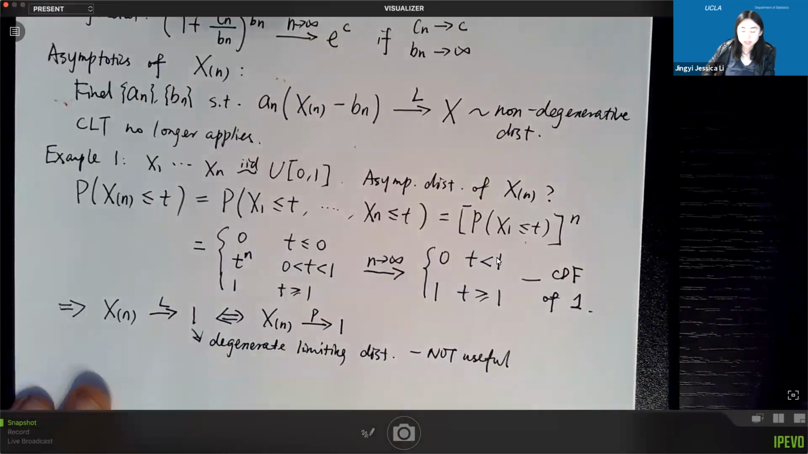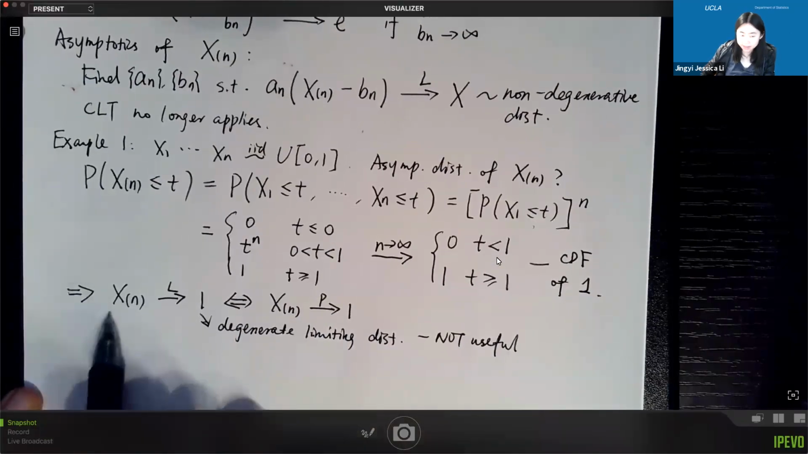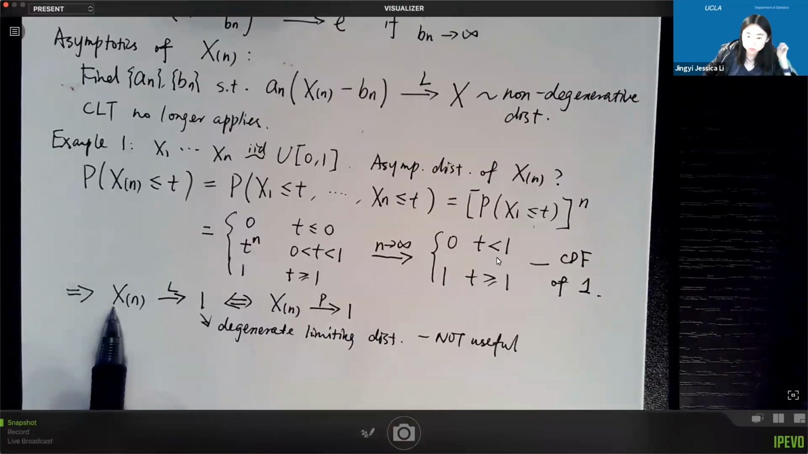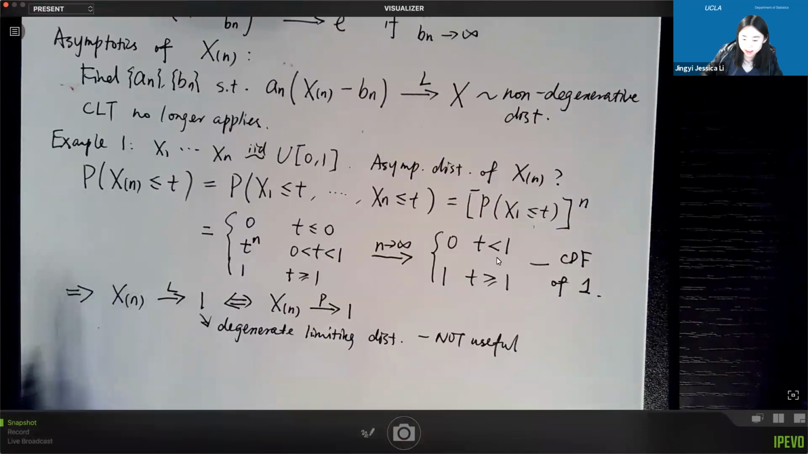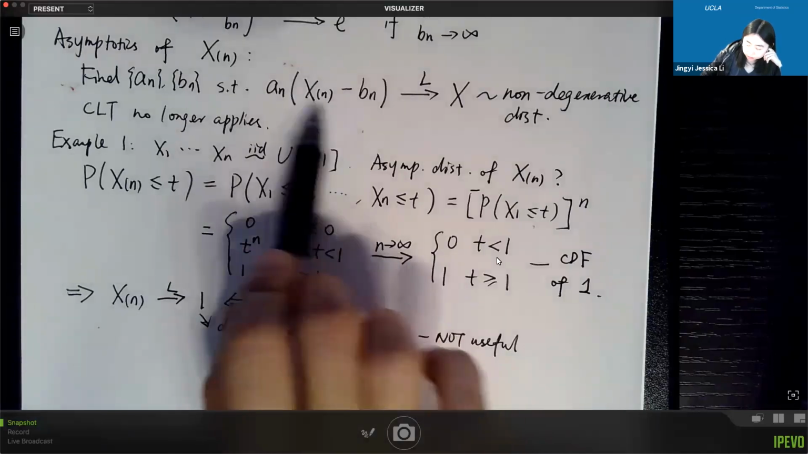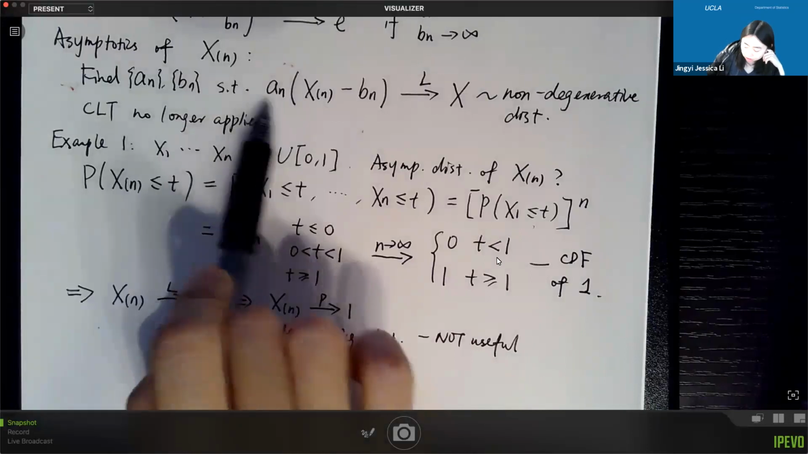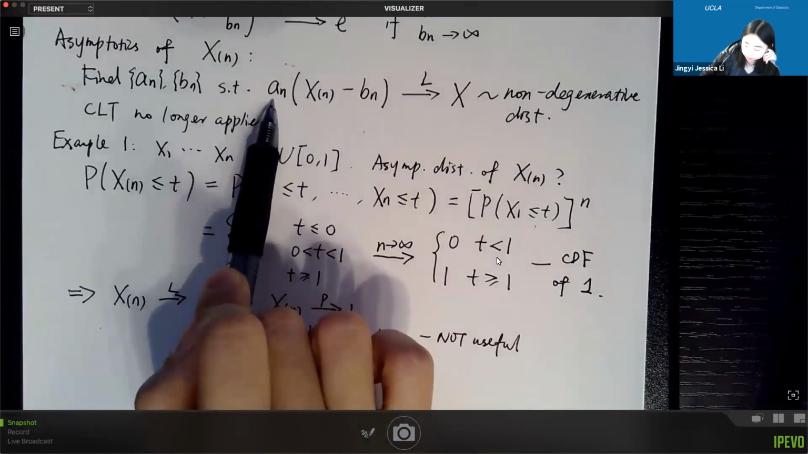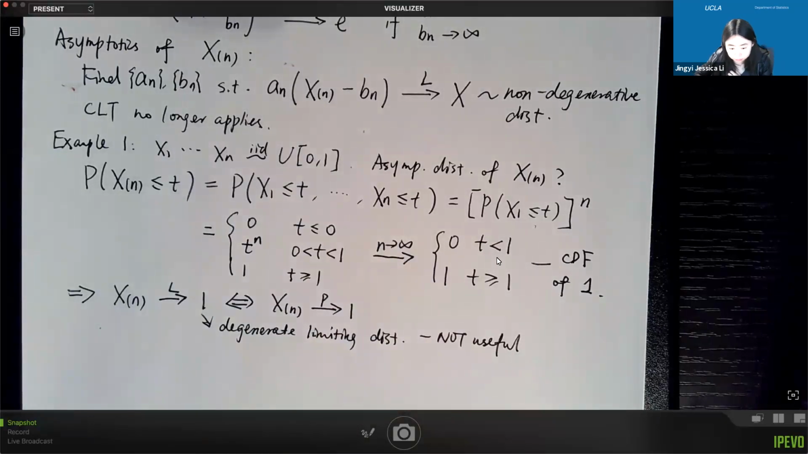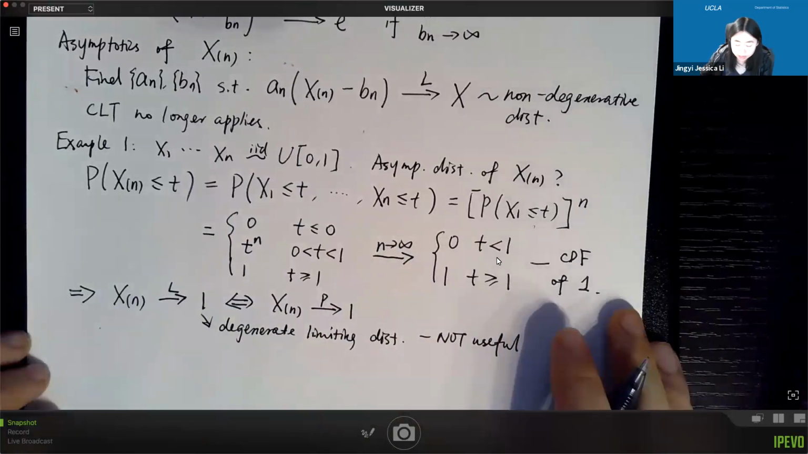So what we want is to multiply Xn, the maximum, by some divergent constant that increases with n. Hopefully by multiplying that, we would be able to have the right-hand side not a degenerate distribution. That's the hope. Okay, so now let's revisit this formula. What about the distribution of An times Xn minus Bn? Would that be better?